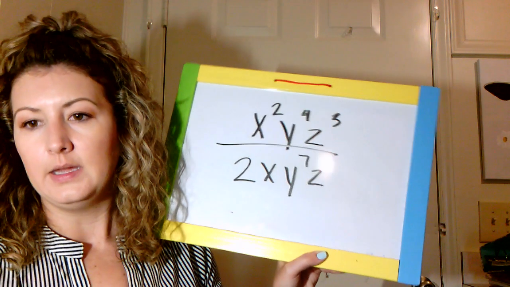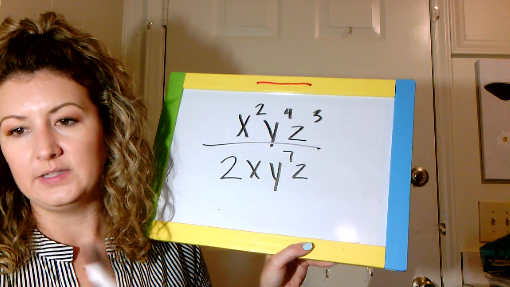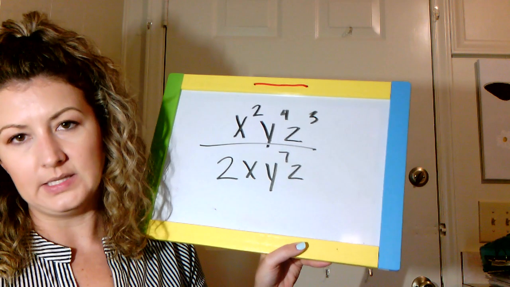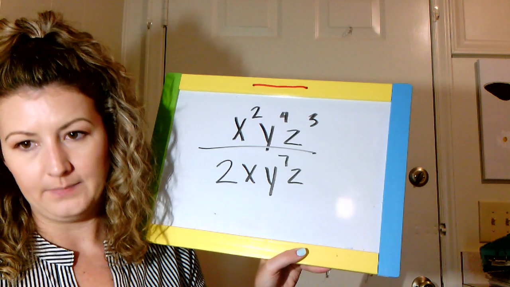Okay, there. x to the second, y to the fourth, z to the third, divided by 2x, y to the seventh, z.